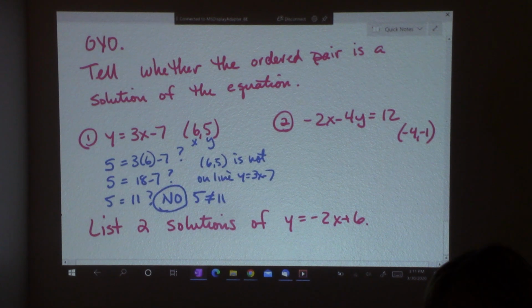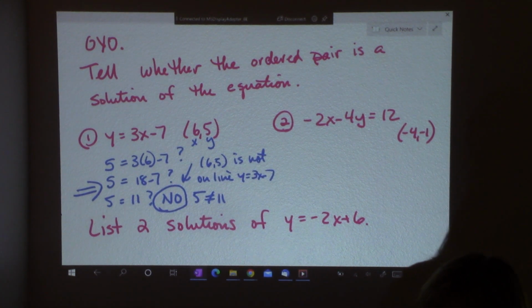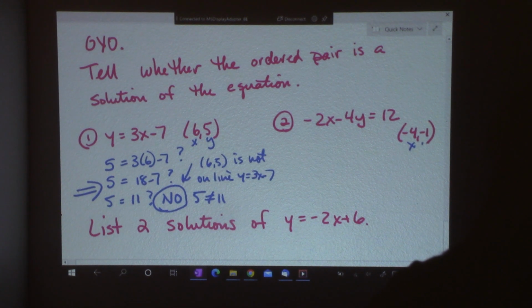You don't have to write that. You just have to do this part and show your work, which you always want to do. But I'm just writing that down because that's what it means, and that's especially what it'll mean for the next lesson. Okay, let's try the next one. This is x, this is y. So negative 2 times negative 4 minus 4 times negative 1 equals 0.